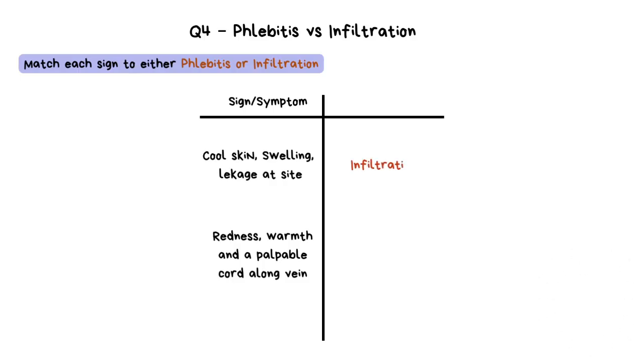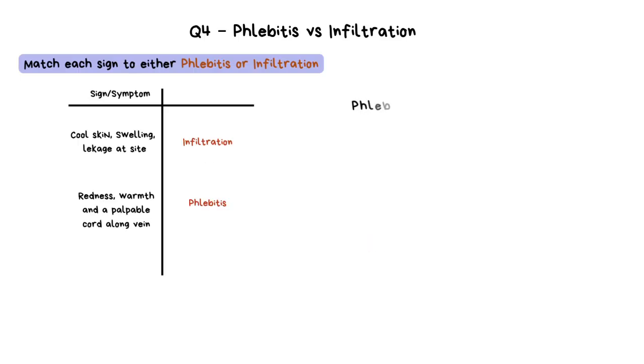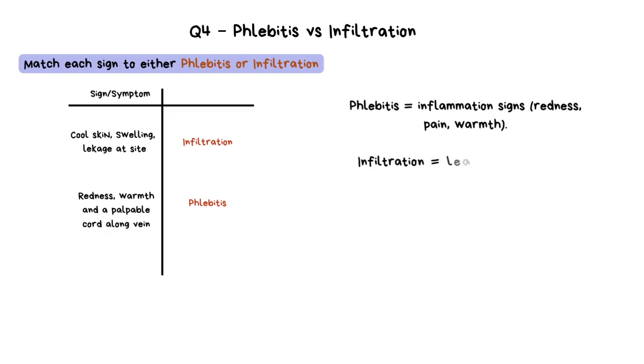Cool skin, swelling, and leakage at the site indicate infiltration. Redness, warmth, and a palpable cord along the vein indicate phlebitis. Infiltration occurs when IV fluid leaks into surrounding tissue. That's why the site is cool and swollen.